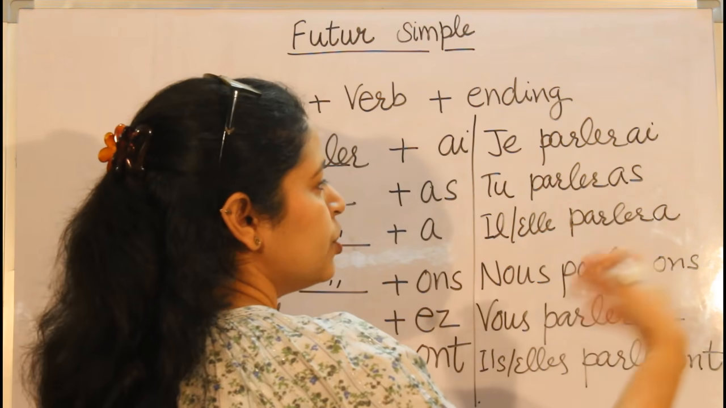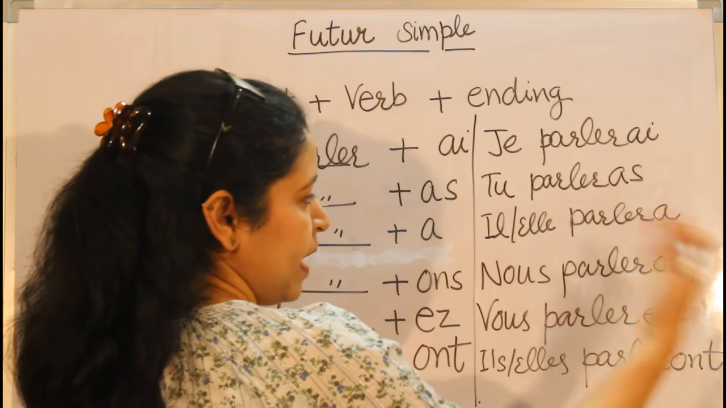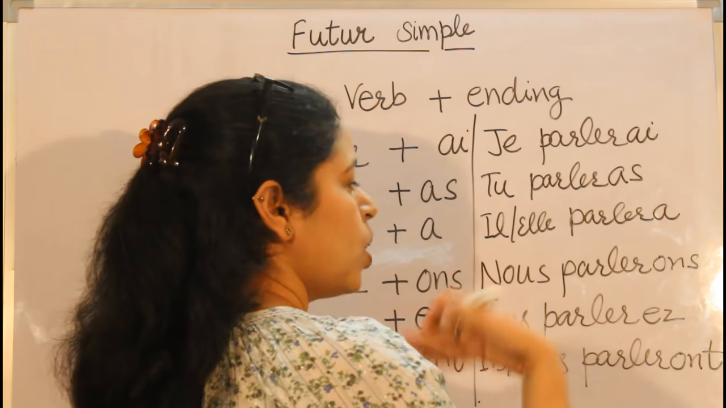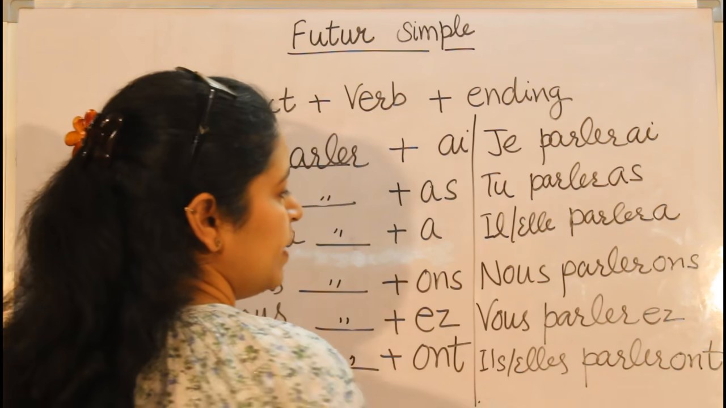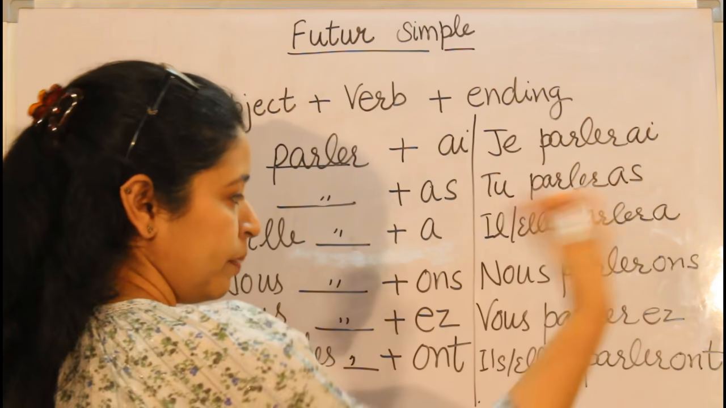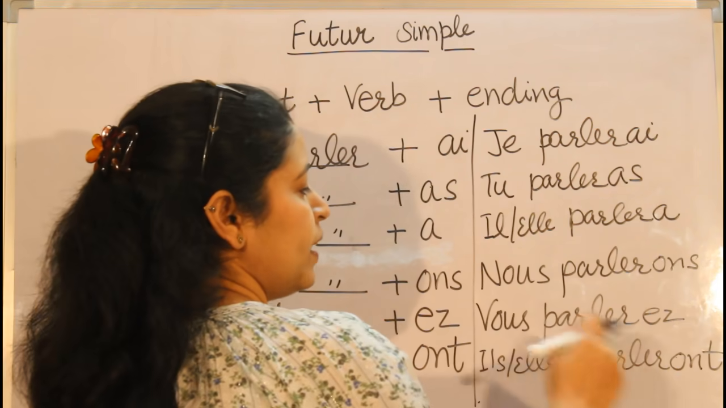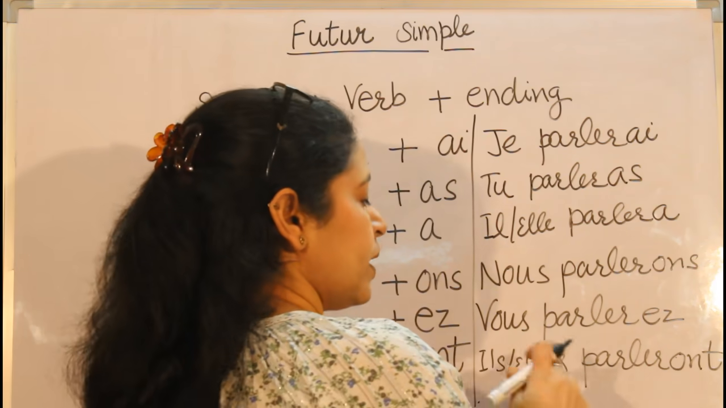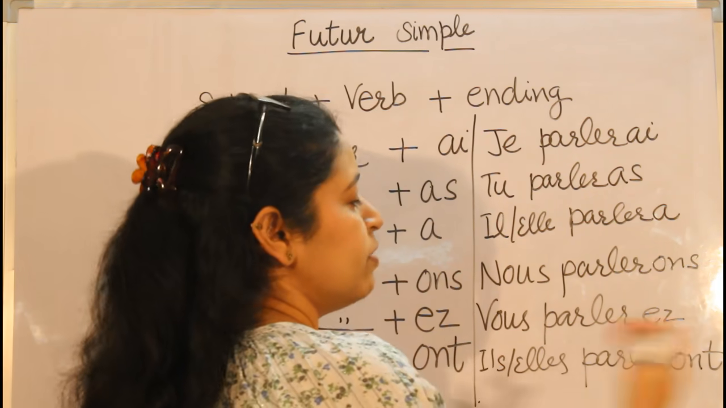Tu parleras, you will speak. Elle parlera, he will speak or she will speak. Nous parlerons, we will speak. Vous parlerez, you, the plural one or somebody who is elder to you. Vous parlerez, you will speak. Ils or elles parleront, they, meaning the boys or the girls, they will speak.